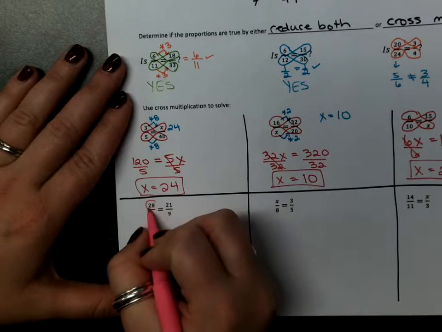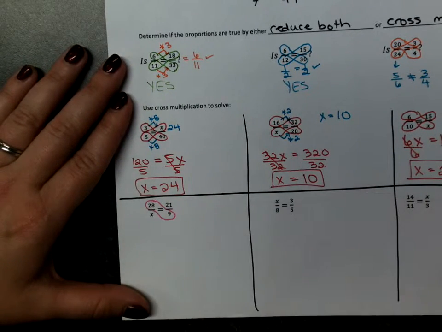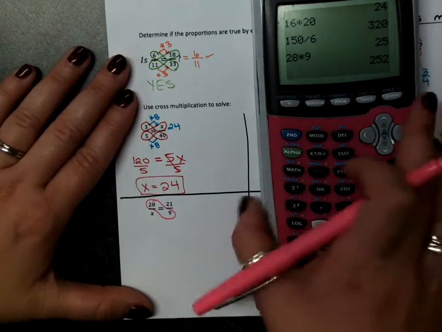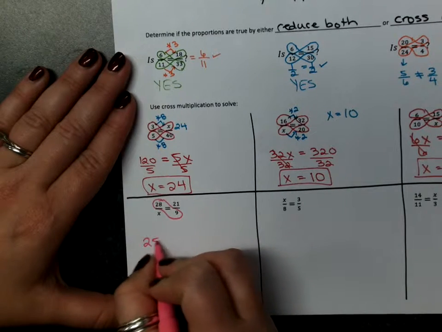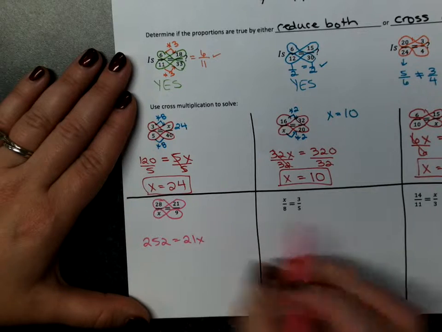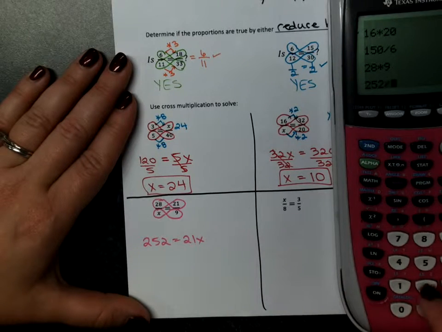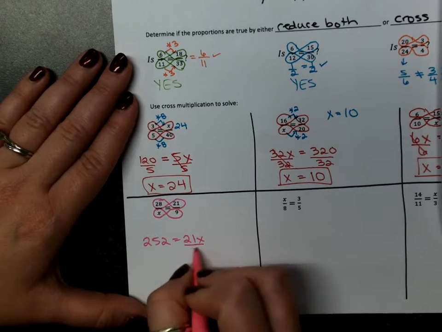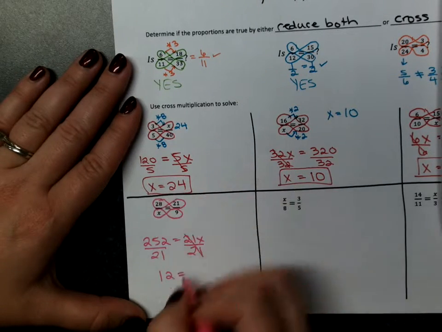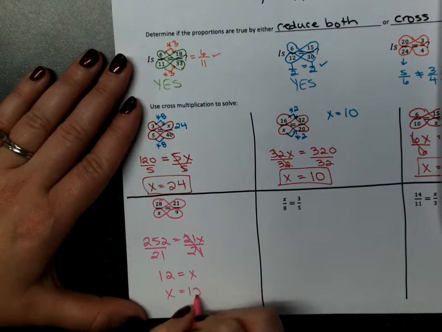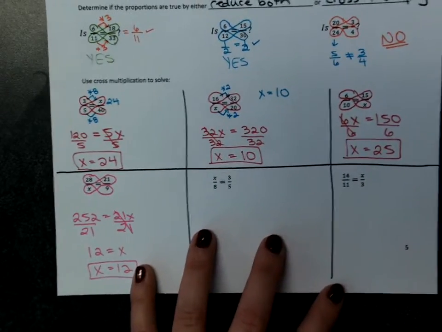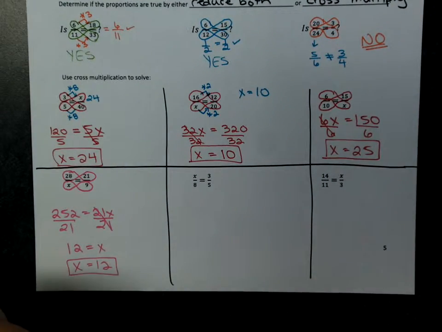Here we're going to do 28 times 9, and you can use your calculator in this section, so don't hesitate. 252 equals x times 21, which is 21x. Then we'll do 252 divided by 21. And then we'll get 12. So x equals 12. So cross multiplying is the way to get to these answers.